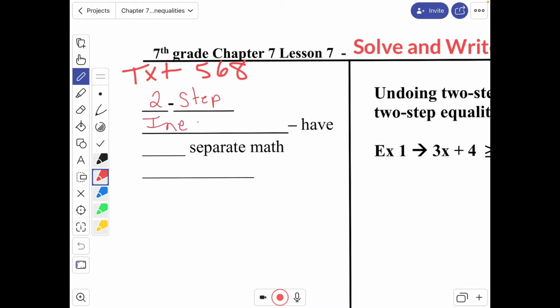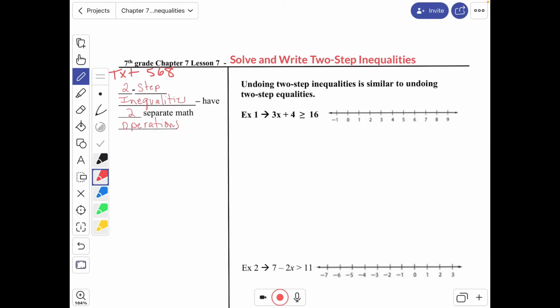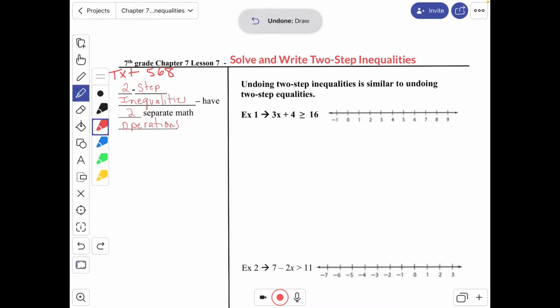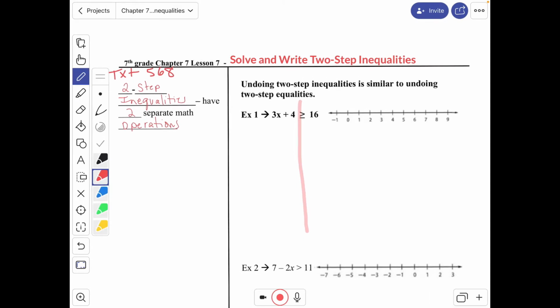Two-step inequalities have two separate math operations. So for example, this one has multiplication and it's adding 4. Two operations. So let's work it just like we would the equation. Remember, whatever you do to the left side, you have to do to the right side.